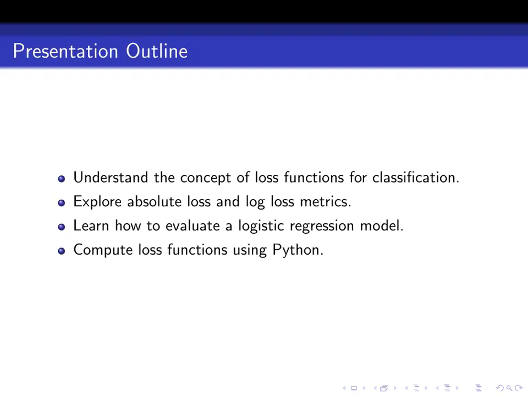Here's the outline of what we'll cover. First, we'll define loss functions for classification and explore why they're critical. Next, we'll dive into two common metrics: absolute loss and log loss. Then, we'll discuss how these metrics are used to evaluate logistic regression models. Finally, we'll see how to compute loss functions using Python. By the end, you'll have a solid understanding of how to use these metrics in your classification projects.